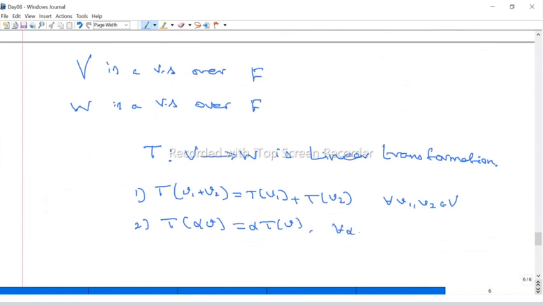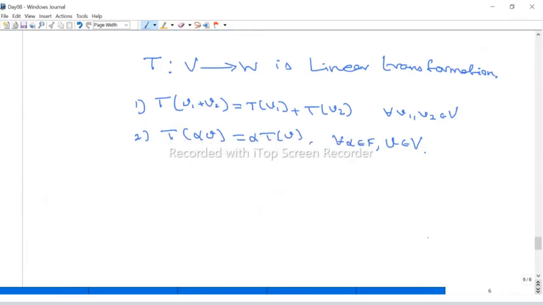So if you take any alpha from the field F and any v in V, if your function satisfies these two properties, then we say T is a linear transformation. Suppose the domain and the codomain are the same vector space, then we say this is a linear operator. So linear operator means the domain and codomain should be the same vector space.